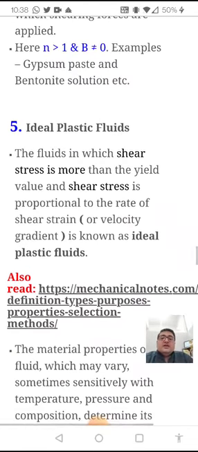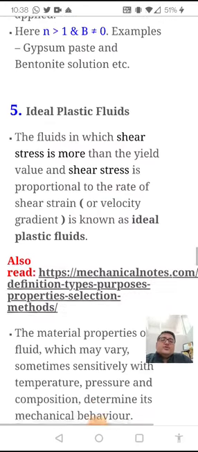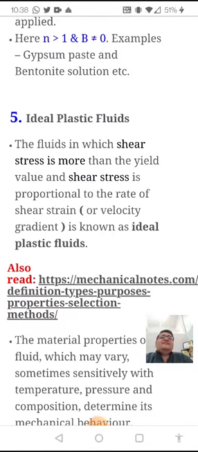Okay. The ideal plastic fluid is the fluid in which the shear stress is more than the yield value and the shear stress is proportional to the rate of shear strain or velocity gradient. So after applying a certain amount of shear force, if any fluid behaves like a Newtonian fluid, then it is called an ideal plastic fluid. So these are the classifications of the fluids.